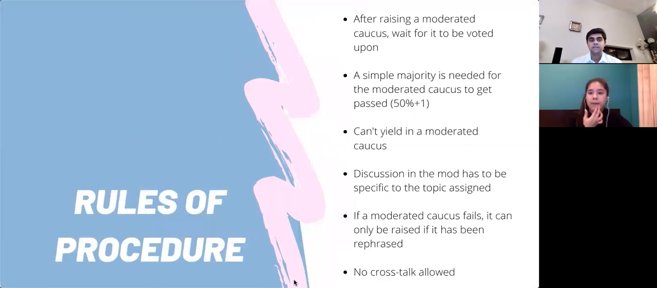So after you raise your moderated caucus, you have to wait for it to be voted upon. And to pass a moderated caucus, a simple majority is needed. So that is usually greater than 50% or more commonly referred to as 50% plus one. Another misconception that delegates have is that they think they can yield in a moderated caucus. Yields are only applicable in the general speakers list and are not applicable here.